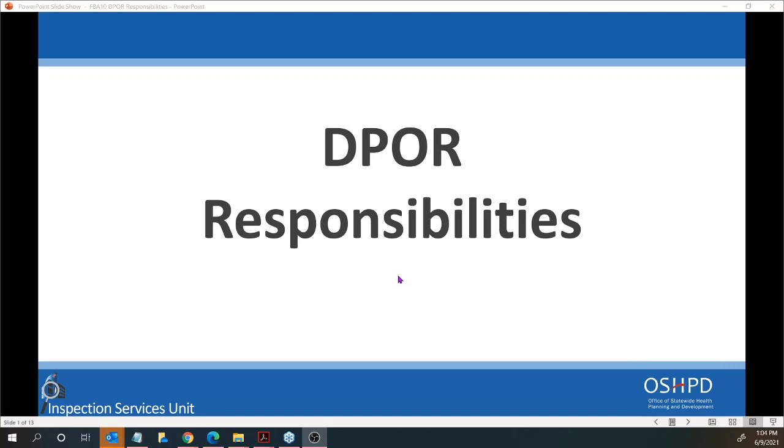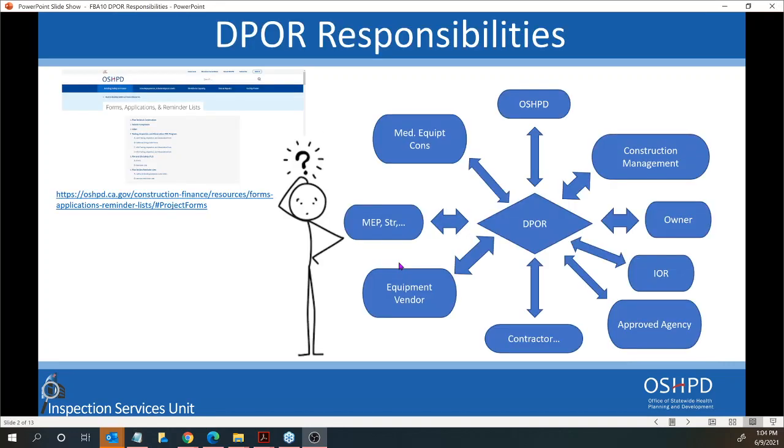So today we're going to talk about DPOR responsibilities. And let's see if the computer cooperates. Perfect. Now, these slides might look very confusing, so let's go slowly, step by step. DPOR, what does DPOR mean? DPOR is Design Professional of Record.